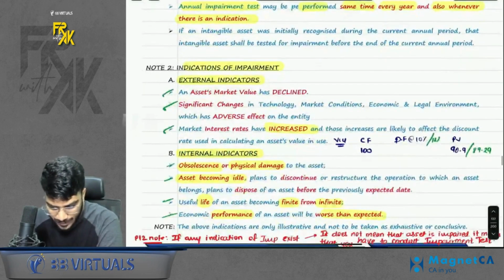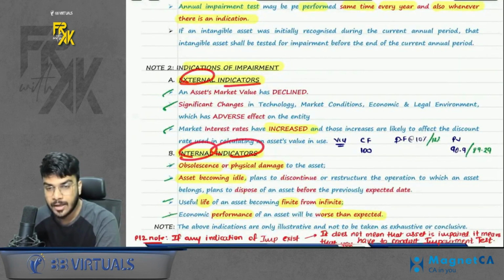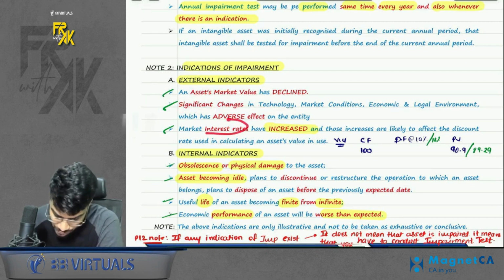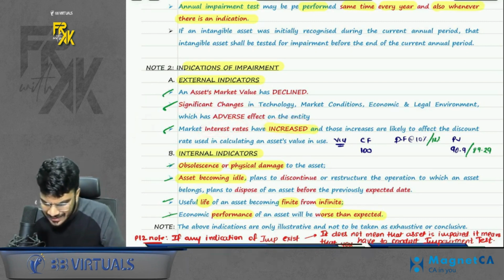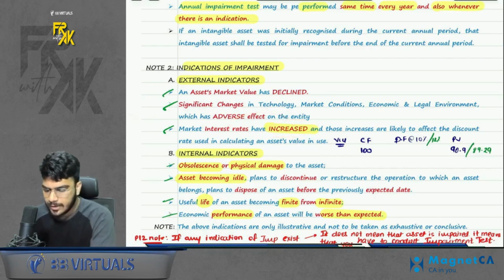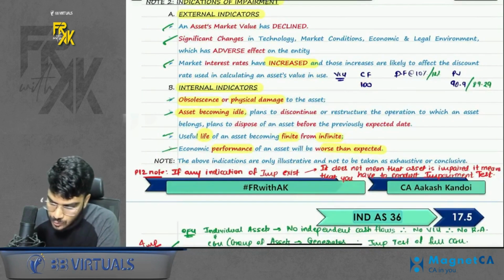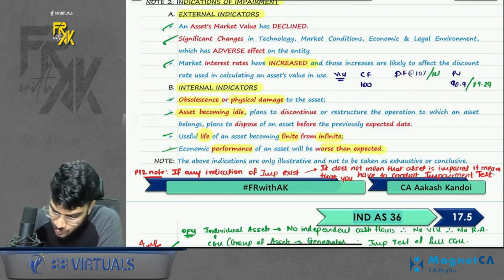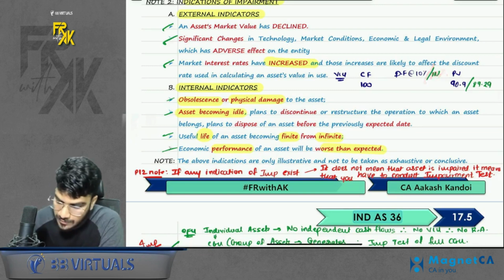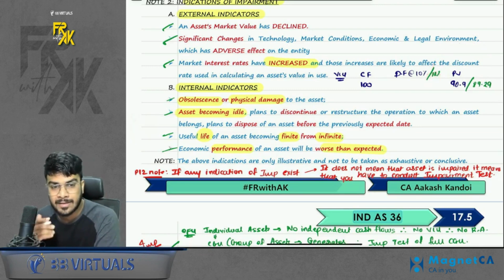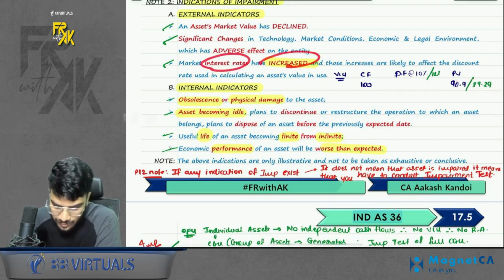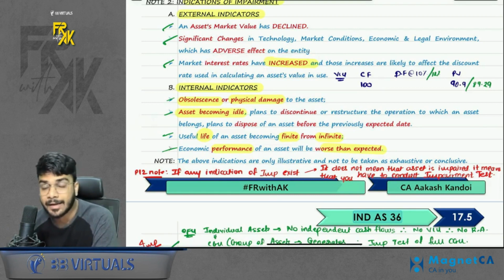Indication can be of 2 types: external indicators and internal indicators. Some examples of external indicators given here: asset's market values declined, significant changes in technology having adverse effect, or interest rates have increased. Sir, how does an increase in interest rate be an indication of impairment? See, for example, you had a cash flow of 100. If your discounting factor was 10, your present value would have come to 90.9. But as soon as you increase your discount rate, your present value will reduce, because an increase in discount rate has an inverse effect on the present value. So it will reduce. That is why an increase in interest rate can be an indication of impairment.